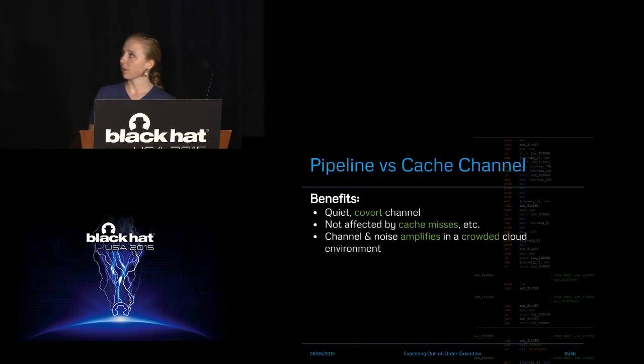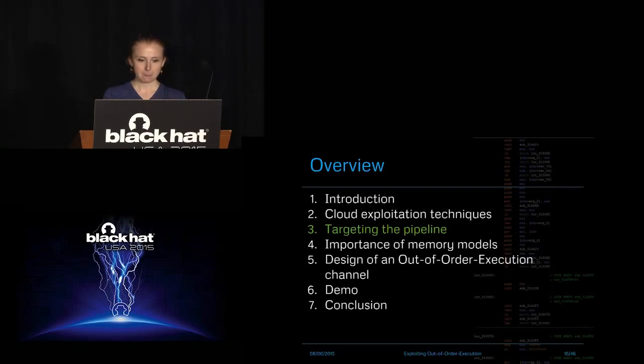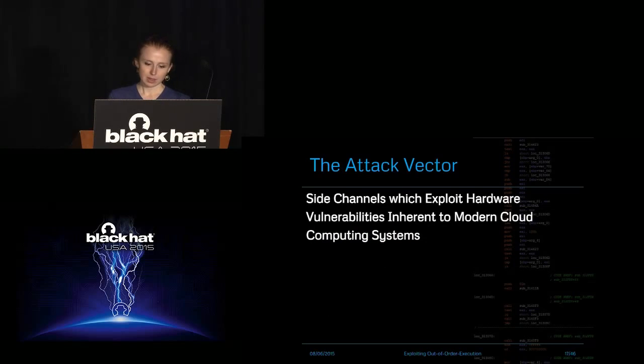And the noise in the environment in the cloud, so there's tons of processes going on all the time, actually amplifies this channel instead of decreasing it, which is what happens in cache-based side channels. So how are we doing this? How are we targeting the pipeline, even though it's harder?